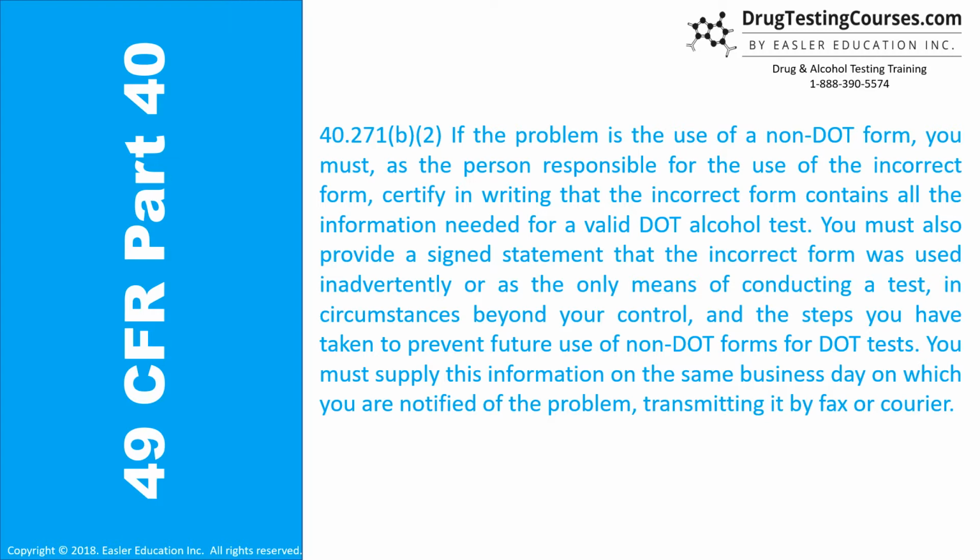40.271(b)(2). If the problem is the use of a non-DOT form, you must, as the person responsible for the use of the incorrect form, certify in writing that the incorrect form contains all the information needed for a valid DOT alcohol test. You must also provide a signed statement that the incorrect form was used inadvertently or as the only means of conducting a test in circumstances beyond your control, and the steps you have taken to prevent the future use of non-DOT forms for DOT tests. You must supply this information on the same business day on which you were notified of the problem, transmitting it by fax or courier.